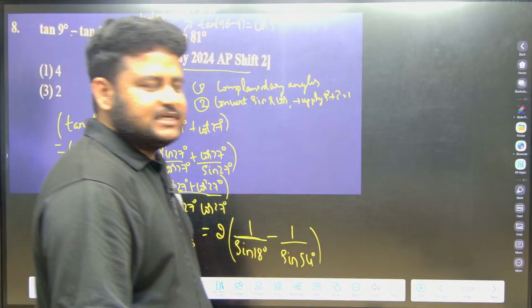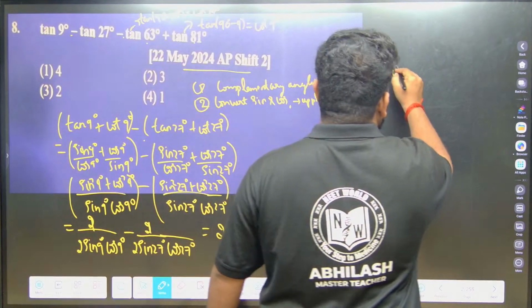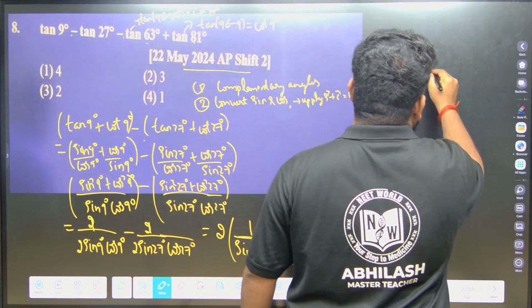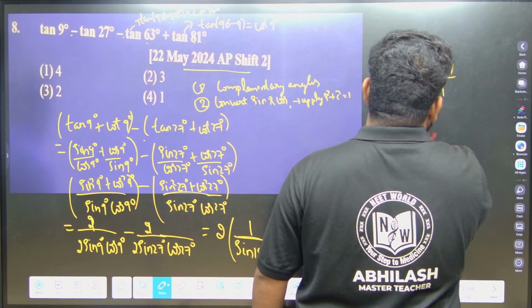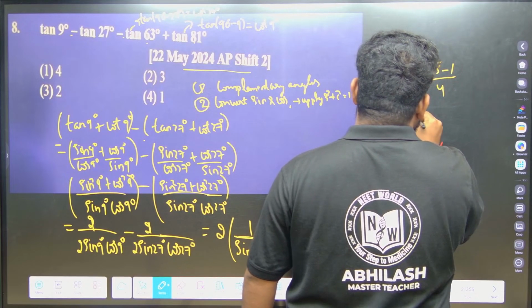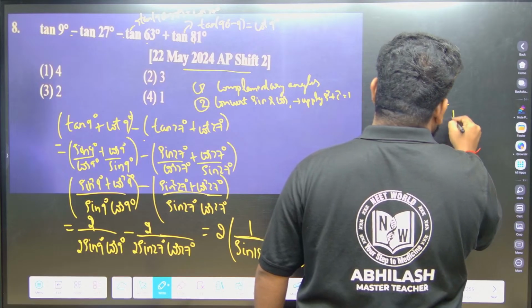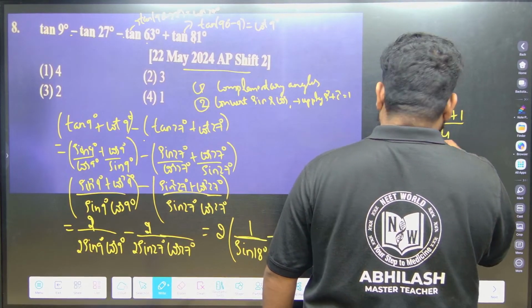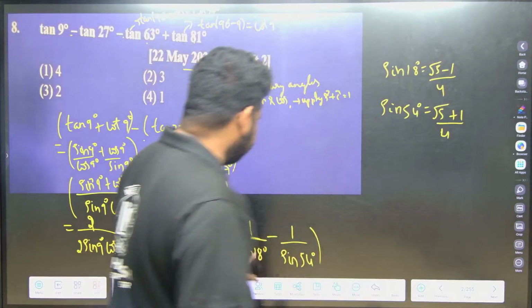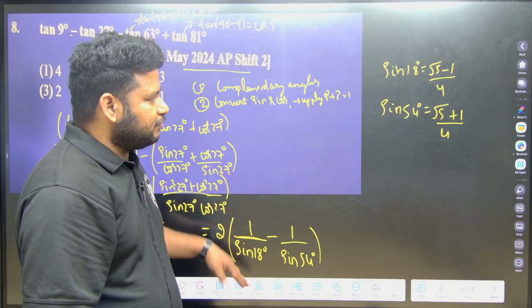So sin 18 degree is what, friends? Sin 18 degree is root 5 minus 1 by 4. Sin 54 degree is root 5 plus 1 by 4. Just put this value. What will happen? 4 will go to the top. Correct na?